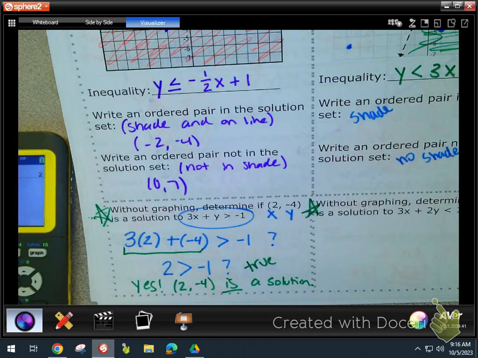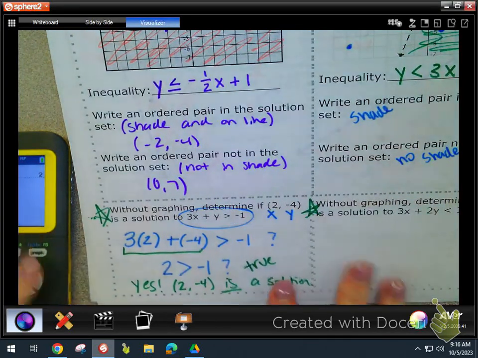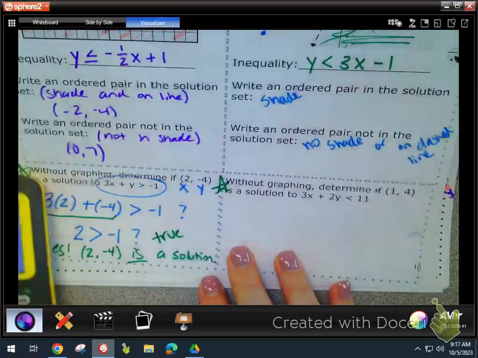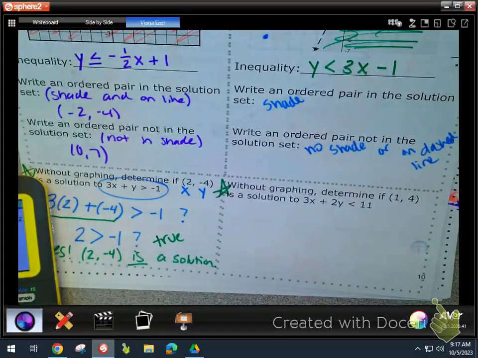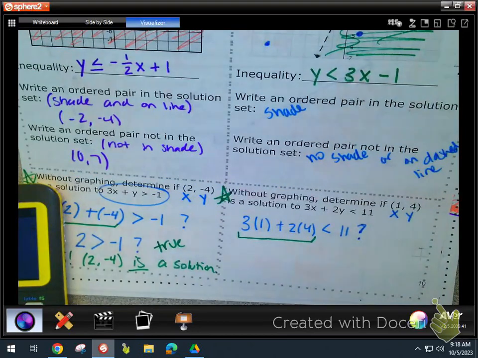So test the other one. You guys test this one. You finished? Okay, what value did you get? Did you plug it in the right way? Okay, I like to label my points. Again, this is my x, this is my y, so I know where they go. Okay, and you could do this even if it was in slope-intercept form. Even if it wasn't a different form.